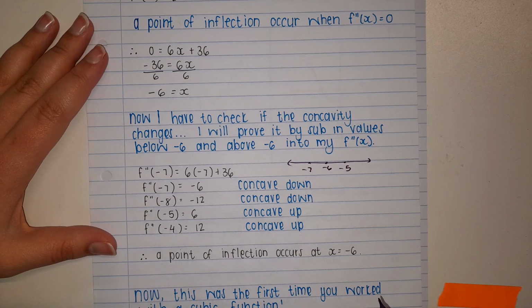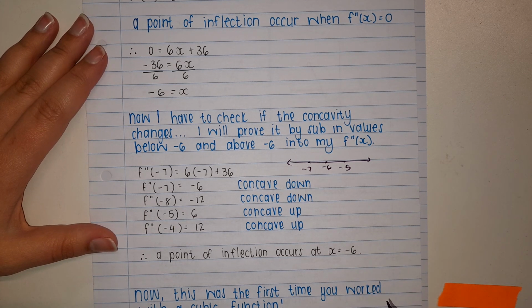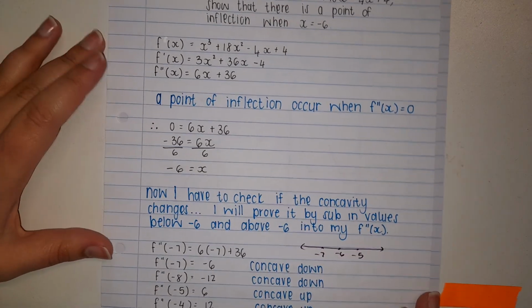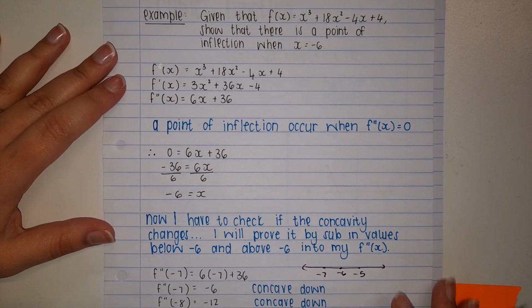Now, a point of inflection occurs at x equals -6. So that's everything I needed to show: where the function is concave up, where it is concave down, and where my point of inflection is.